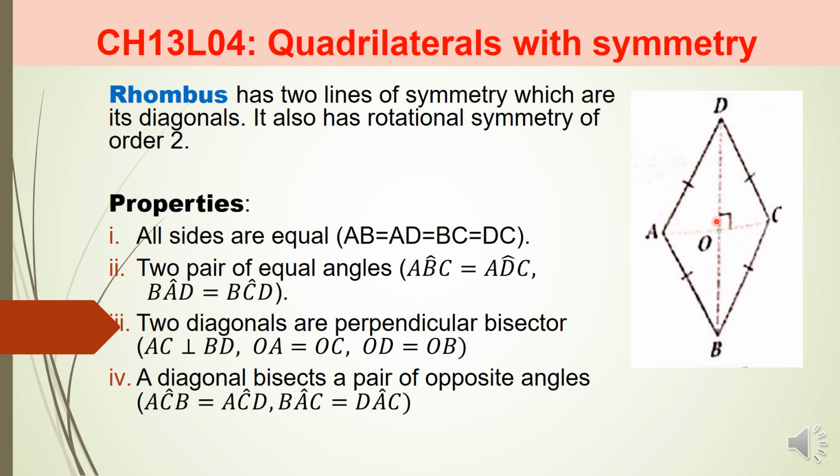And the last one, the diagonal bisects a pair of opposite angles. So like this part, this diagonal is the bisector of this angle D. So this angle equals this angle, and this angle equals this angle. This is the same. This angle equals this angle, and each angle here is equal. Okay. So the diagonal bisects a pair of opposite angles.